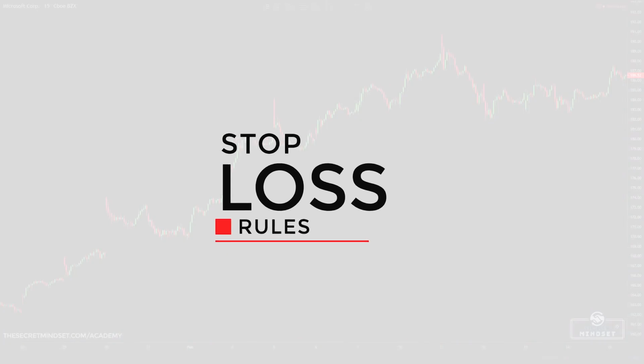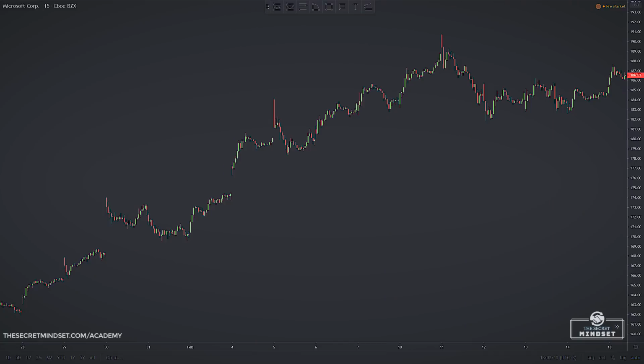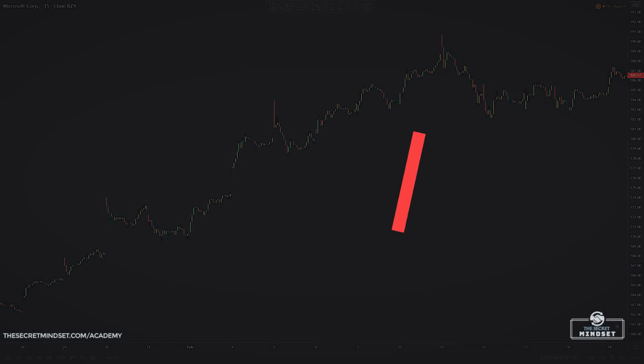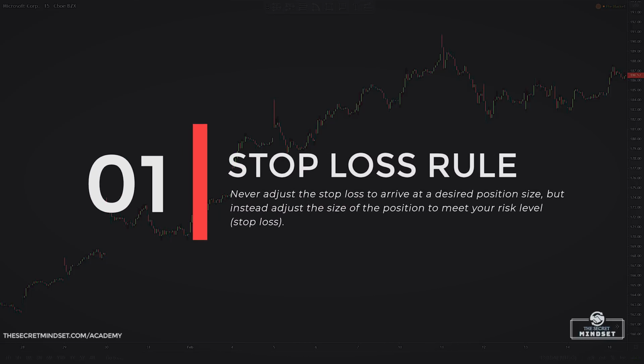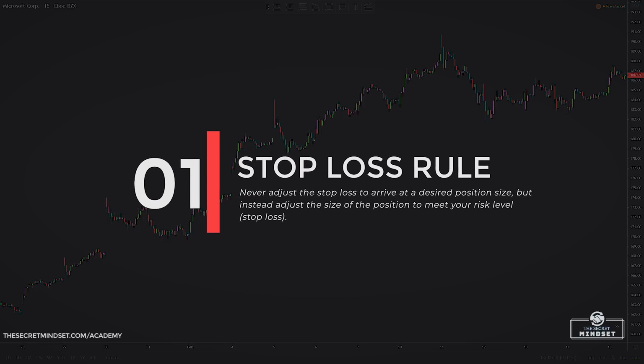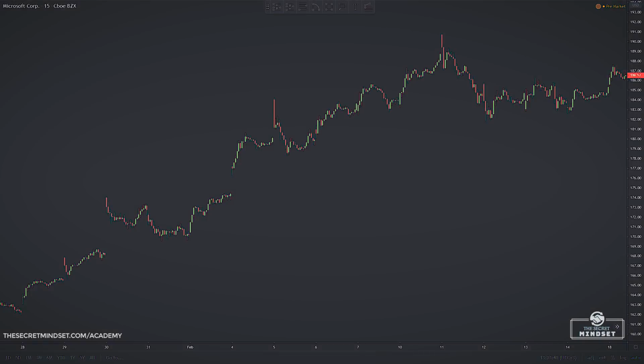Two rules of thumb should be followed when you use stops to manage risk on your positions. First, never adjust the stop-loss to arrive at a desired position size, but instead adjust the size of the position to meet your risk level and the desired stop-loss order placement based on your analysis.